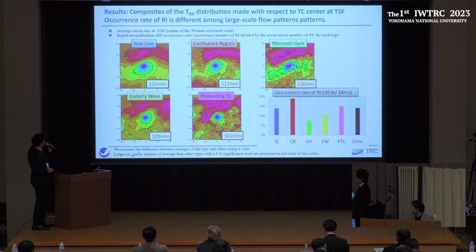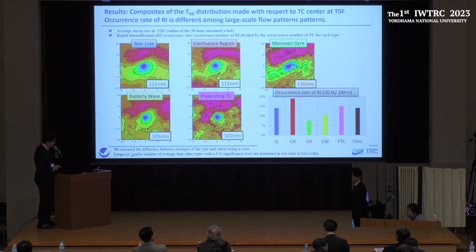The next result is here, a composite of the TBB distribution made with respect to the cyclone center at the TSF. These numbers show the average storm size at the TSF, defined by the radius of 30 knot sustained wind. We assess the difference between the average of each type and the others using a t-test. Numbers larger and smaller than the other types at the 5% significance level are presented in red and blue, respectively.